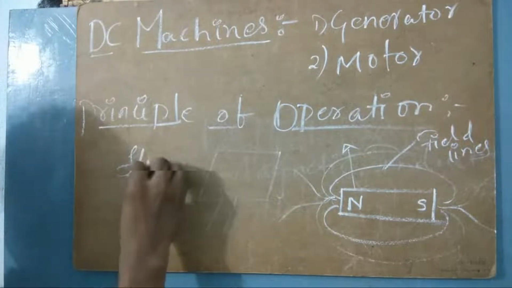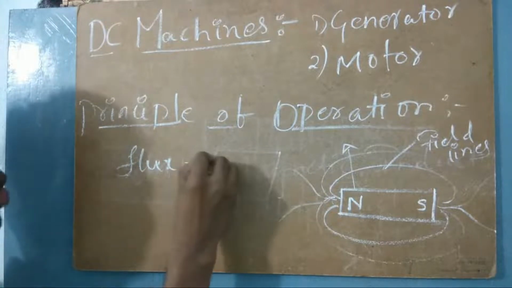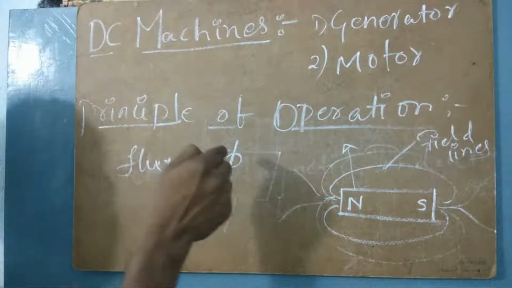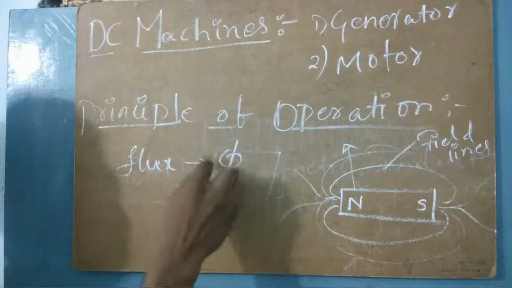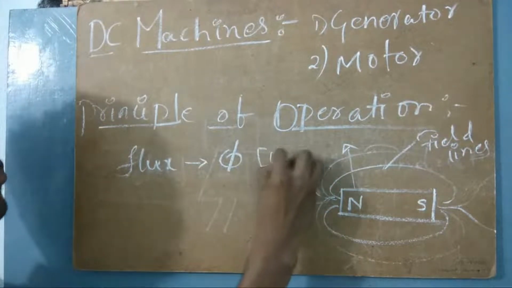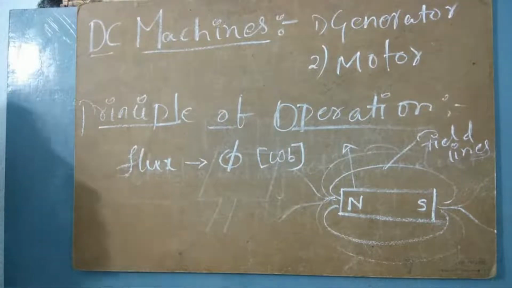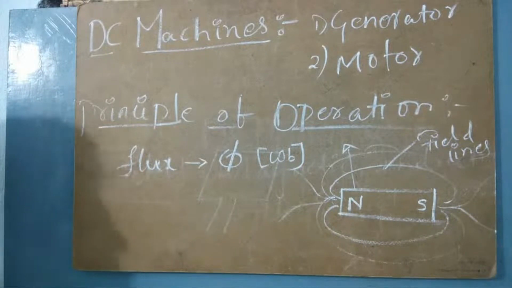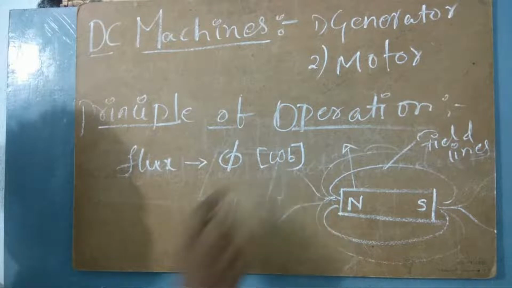It is nothing but flux. Flux is normally denoted with pi. We have to understand this first and then go to the deeper sections. So flux is denoted with pi and it has the units of Webers. Normally any physical or scientific quantity will definitely have some kind of units. Without units, we cannot figure out any physical quantity. So it has certain units, which are called Webers.